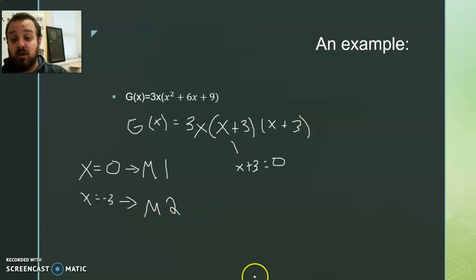So I know generally what this function is going to be doing at these 2 points when I go to look at its graph. At this point, it's going to be going through at 0, and it's going to be bouncing at negative 3. So that's multiplicity. That's what we need to talk about today.